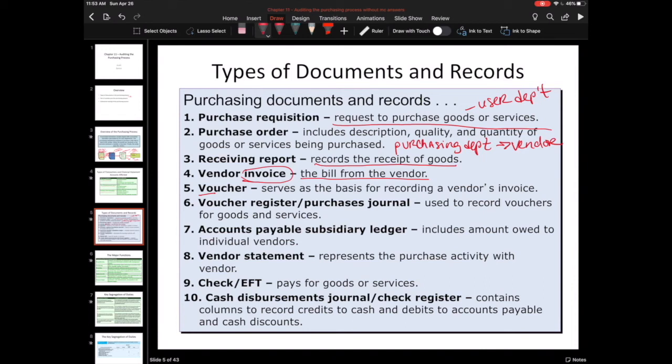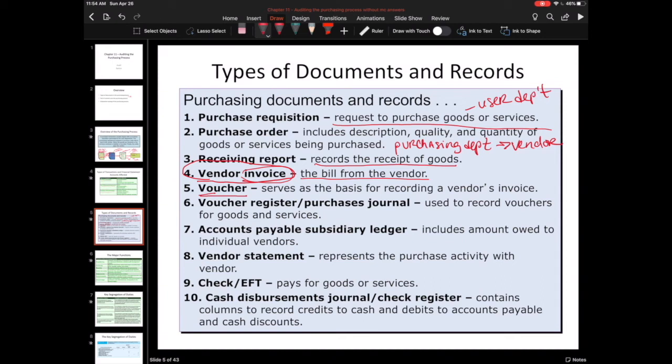If you see just the word invoice in a control language or a risk, it's a pretty good indication that you're reading about the sales process, or you're reading about the control in the sales process. Whereas if you see the whole term vendor invoice, it's a pretty good indication that you are reading something going on in the purchasing process. And then we have the voucher, which is the basis for recording a vendor's invoice.